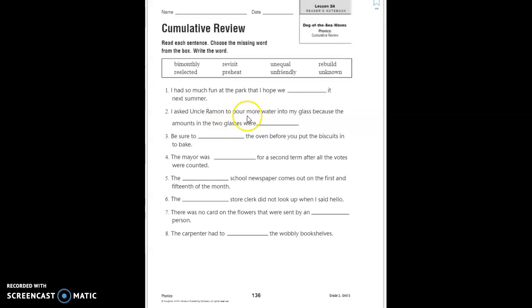I asked Uncle Raymond to pour more water into my glass because the amounts in the 2 glasses were blank. Okay, so there's 2 glasses of water and they are what? Bi-monthly, re-elected, revisit, preheat, unequal, unfriendly, rebuild, unknown. Okay, number 3. Be sure to blank the oven before you put the biscuits in to bake. So what do we need to do to an oven? Let's take a look.